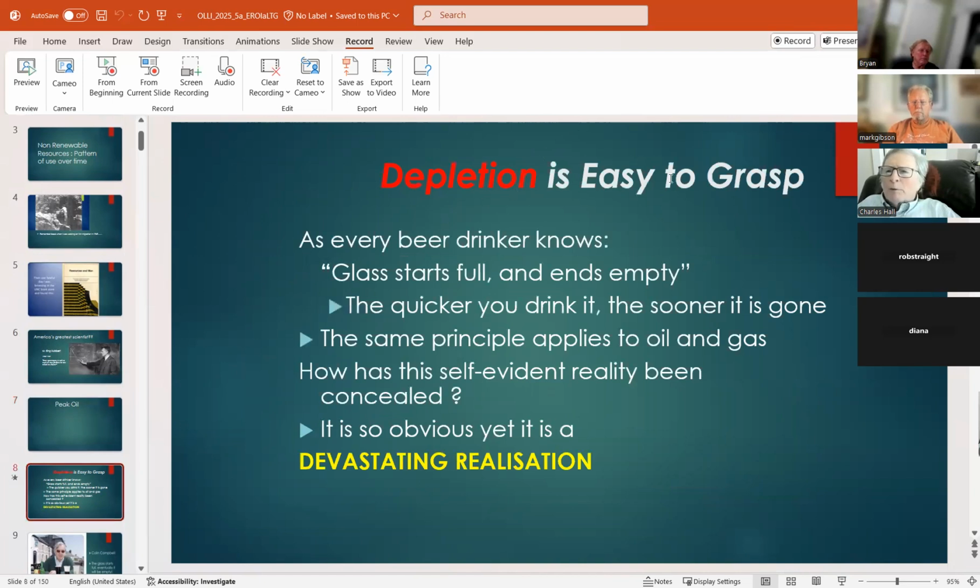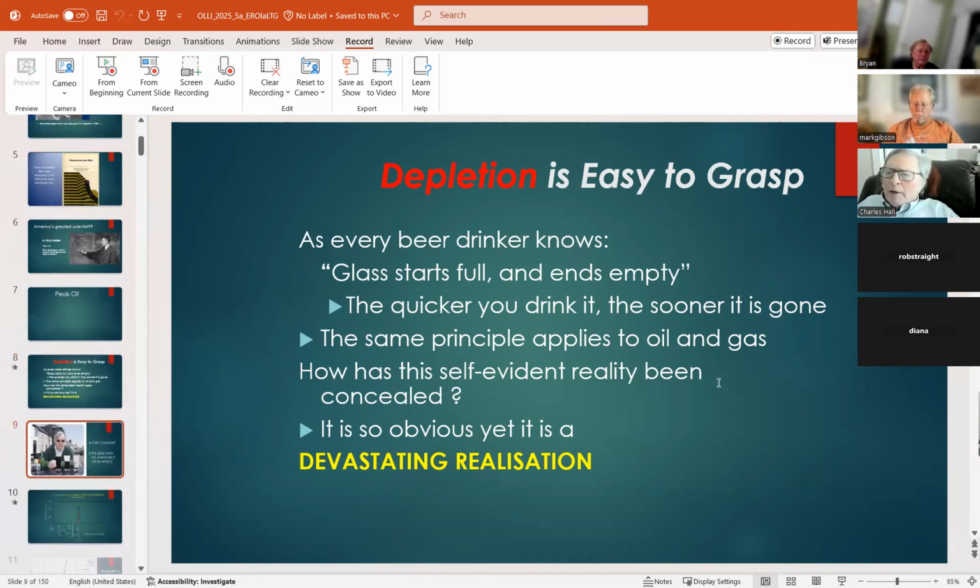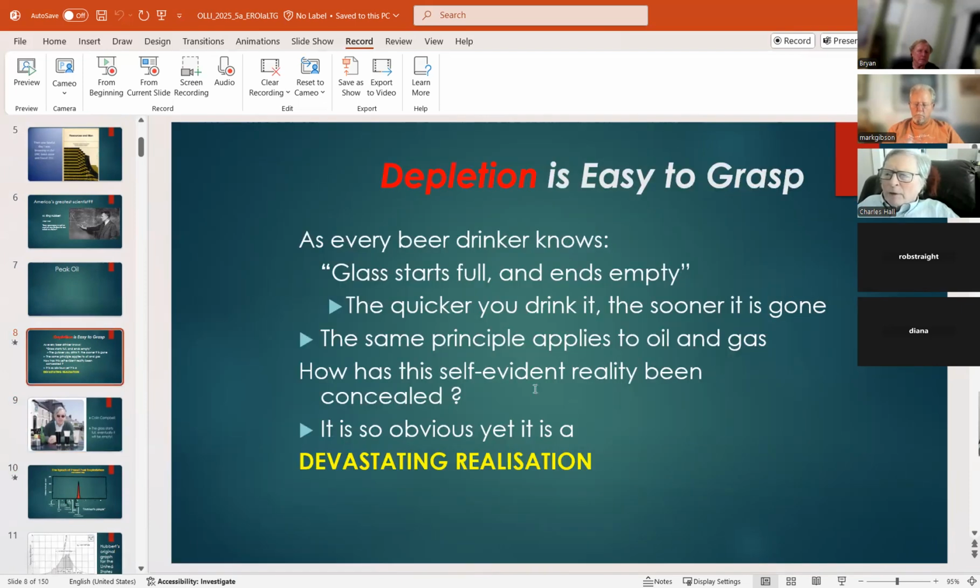And it was about depletion. As every beer drinker knows, the glass starts full and ends empty. The quicker you drink it, the sooner it is gone. That's a very important issue. The same principle applies to oil and gas. How has this self-evident principle, reality, been concealed? It is so obvious, yet it is a devastating realization.